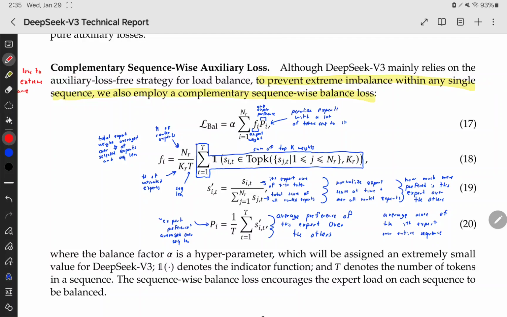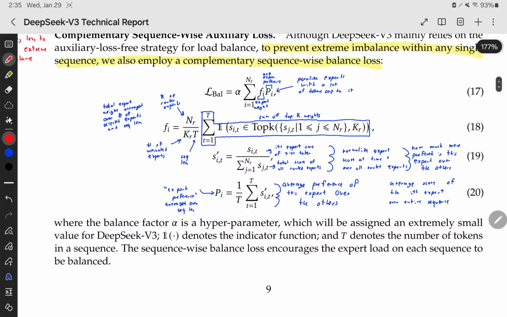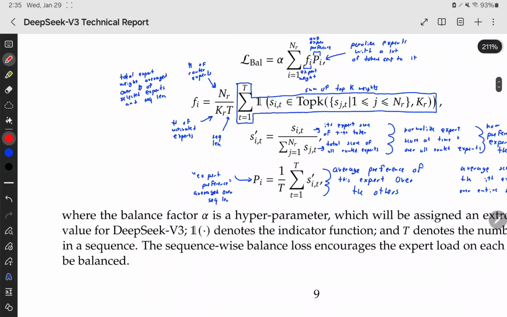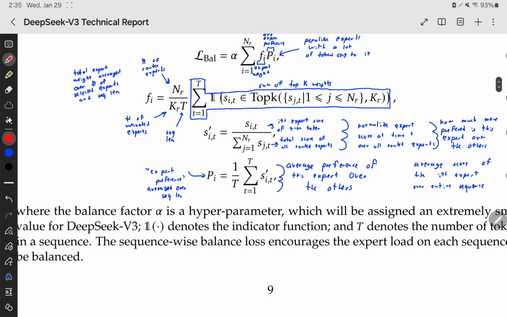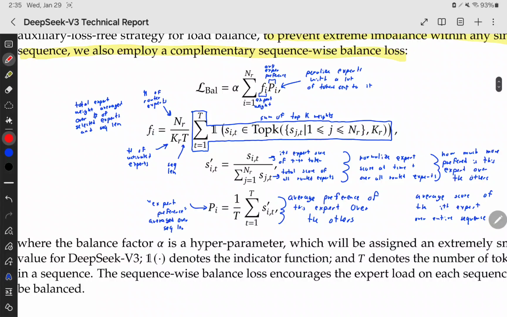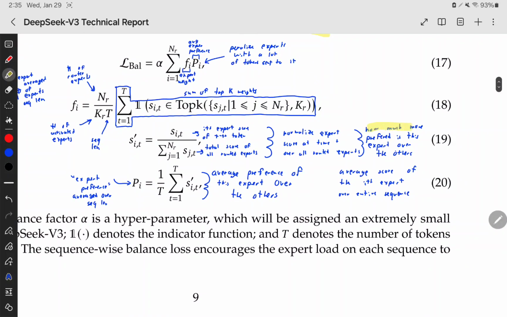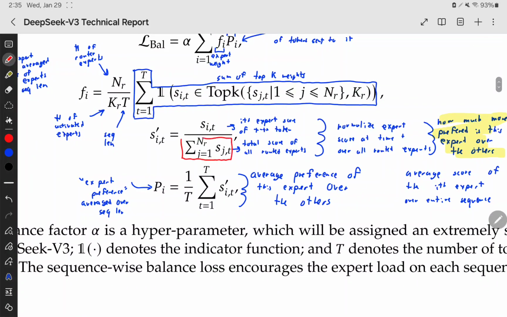Complementary sequence-wise auxiliary loss. So we're going to add an auxiliary loss that penalizes tokens being sent to experts too much. So let's just break down all these equations here. So this value here, it basically represents the normalized expert score. So I said here, this is basically how much more preferred is this expert over the other experts. This is the score over all the experts, and this is the score of an expert. So this is the output score, and you're basically normalizing by the other expert scores. So this is going to be higher if it's a higher score and lower if it's a lower score. But it's how does it compare to all the other scores, essentially.